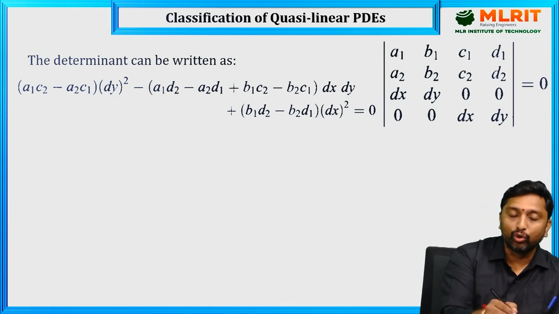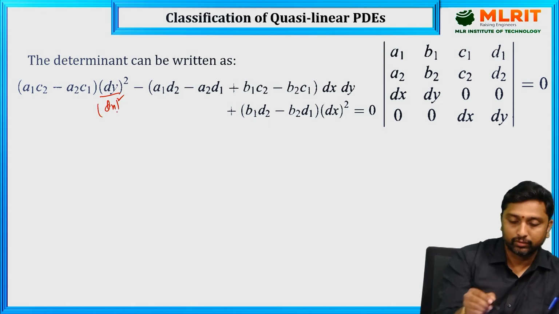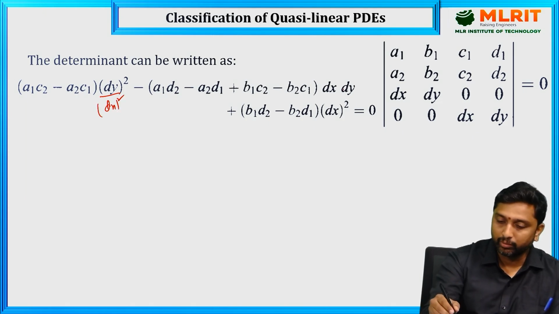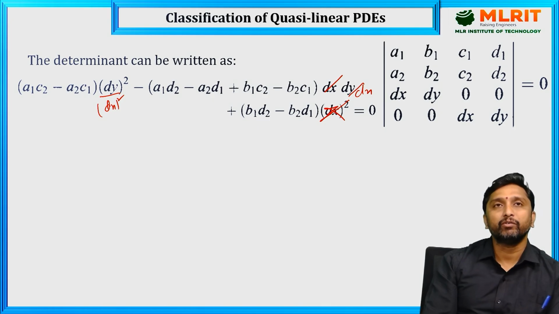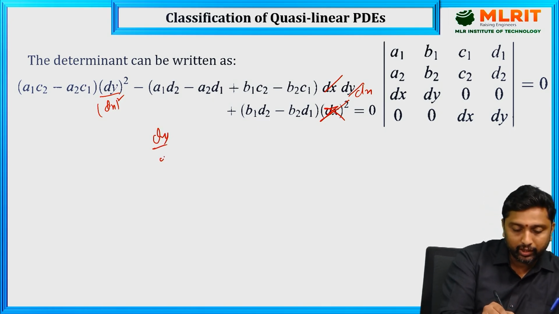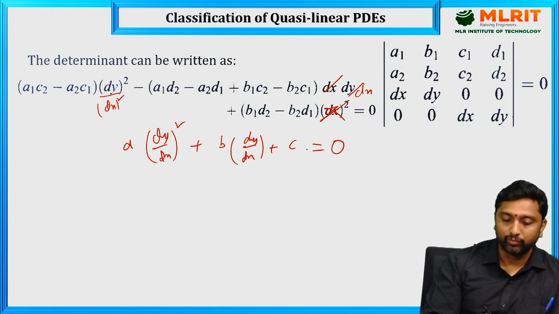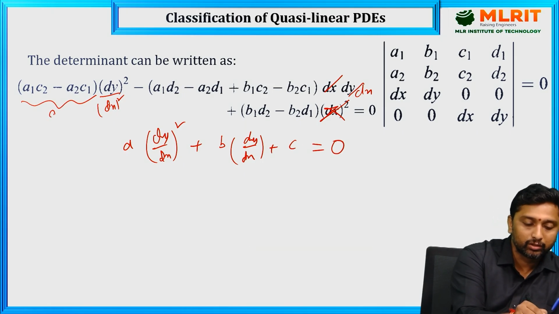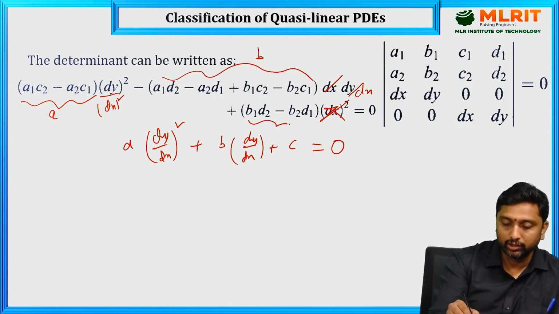Now divide throughout with dx square. So this will become dx square, this will become dy by dx, and the x square will be cancelled. So now you have a quadratic equation in the form of a (dy by dx) square plus b (dy by dx) plus c equals 0, where a is equal to this part, b is equal to this, and c is equal to this.